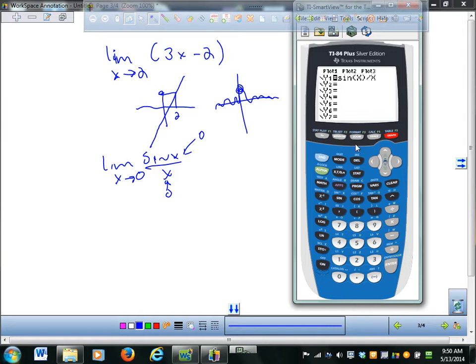and I plug in numbers, whoops, I didn't want to do the graph. Second table, where'd it go? It's still trying to graph this. Second, quit. Second table, and I plug in numbers very close to 0, like 0.01, okay? I get out... y equals, I want to be in radian. Let's change this to radian.